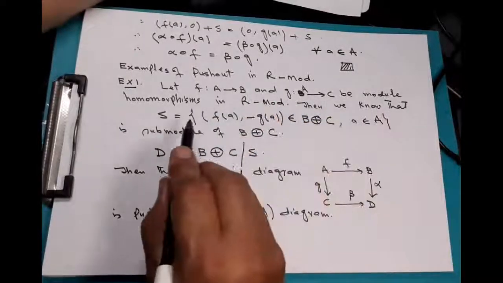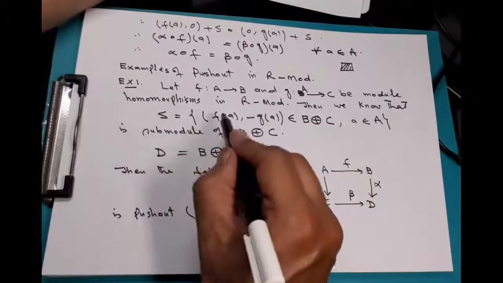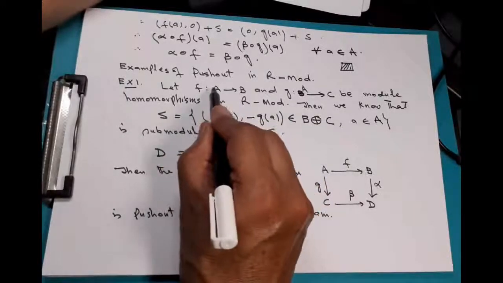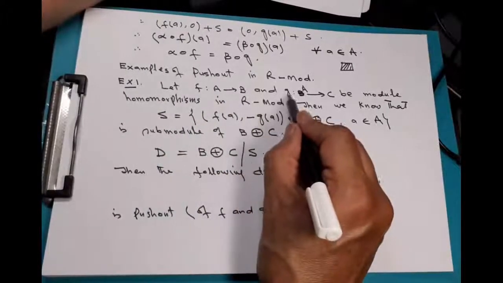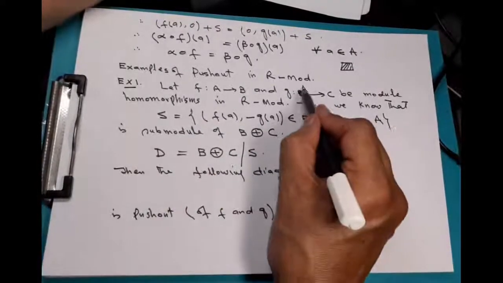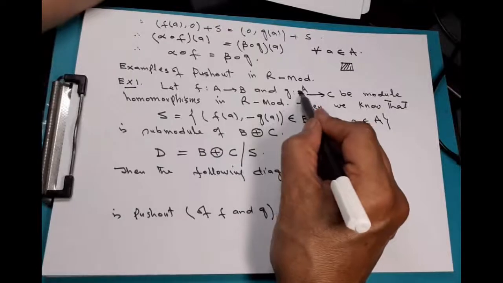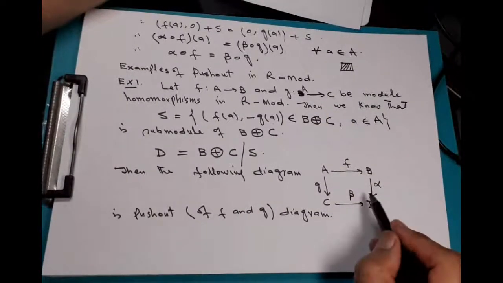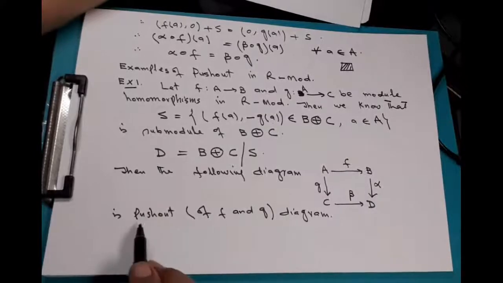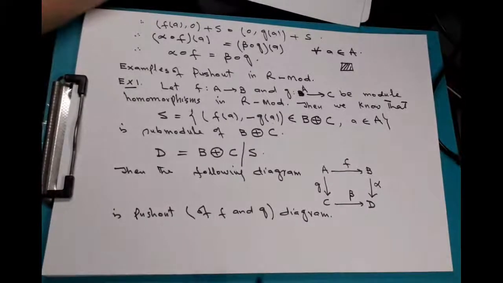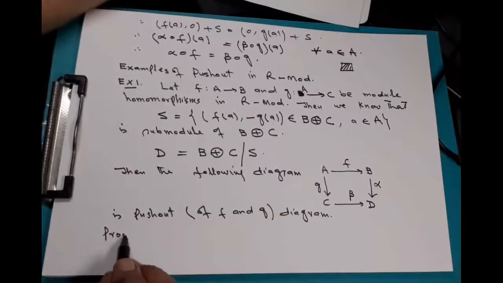Because if you do this, then this is defined, because F has to effect on elements of A and G has to effect on elements of A as well. I just made a slight mistake here. Please correct it. Anyway, we have to prove that this particular diagram is a push out diagram, push out of F and G. So let's have a proof for this particular proposition.